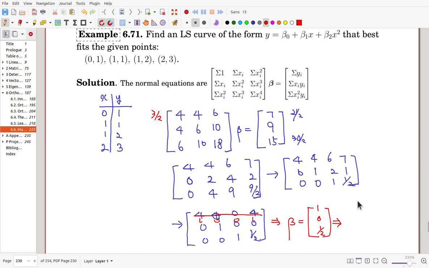From this, the least squares curve must be y equals beta 0, which is 1, and beta 1 is 0, so we have no linear term, and beta 2 is half, so that's half x squared. That is the final answer.